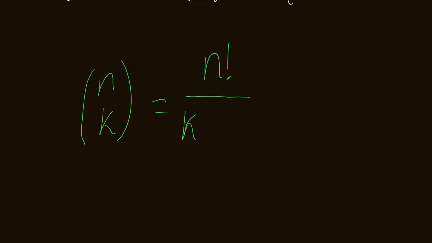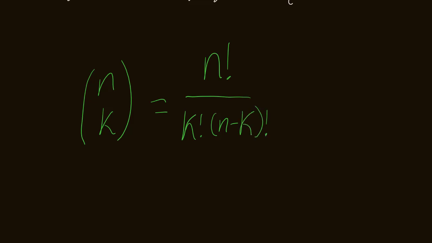So you ready for this? So n choose k, I'm going to write this all big. N choose k, and yeah, n choose k is going to be equal to n factorial divided by k factorial times n minus k factorial.